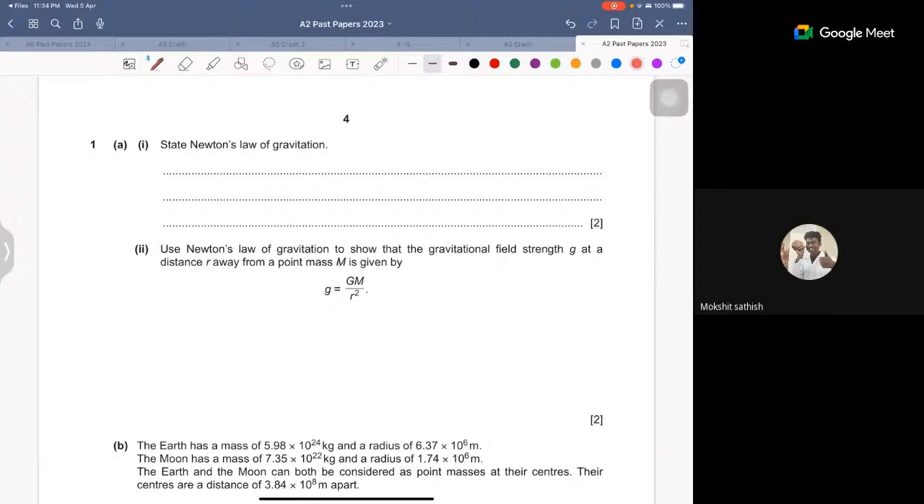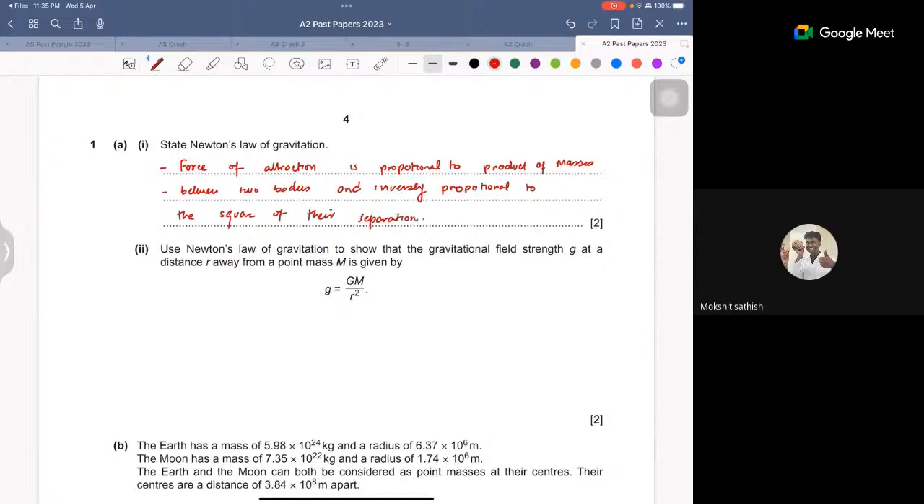In Newton's law of gravitation, you just need to write, like for 2 marks, like I always say, that the force of attraction is proportional to the product of masses between two bodies, and inversely proportional to the square of their separation. Okay, so that's what you're going to write.